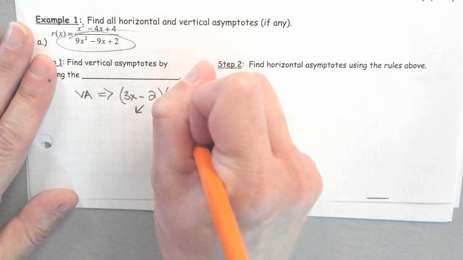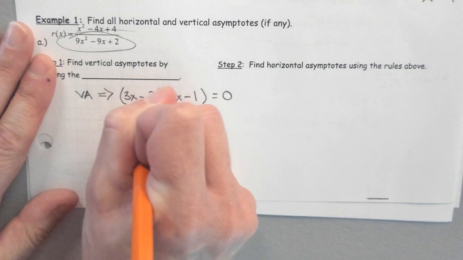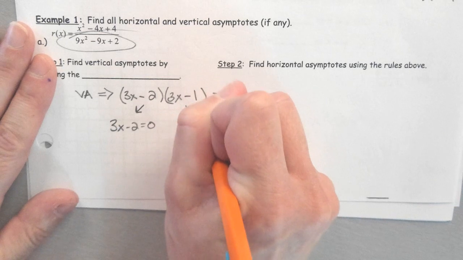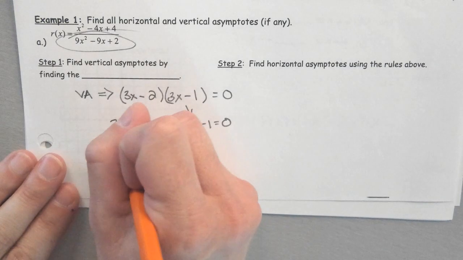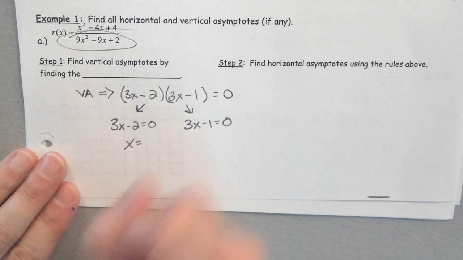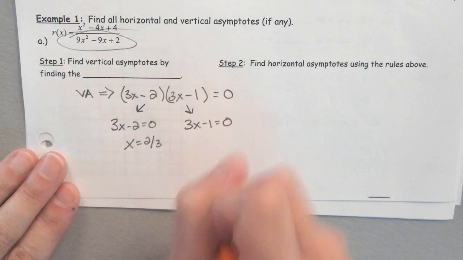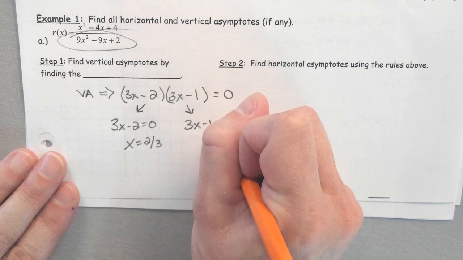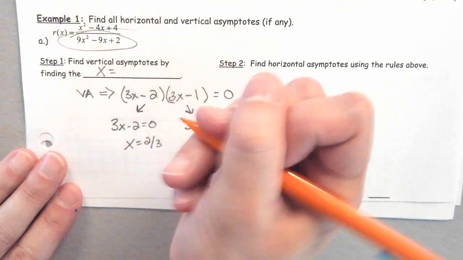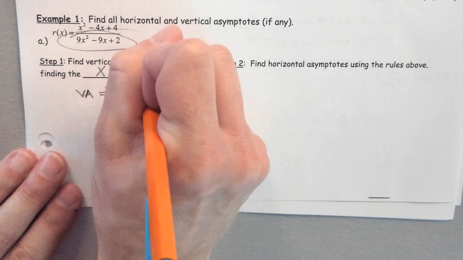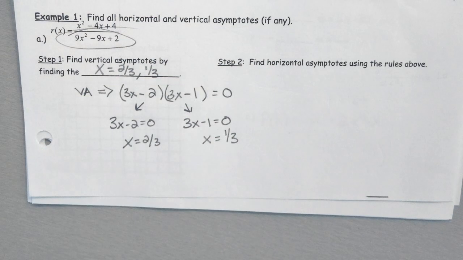So we are saying that either 3x minus 2 equals 0 or 3x minus 1 equals 0 because of our zero product property. If I solve the one on the left, I would add over the 2 and divide by 3, so x equals 2/3. Add over the 1, divide by 3, x equals 1/3. So my vertical asymptotes are x equals 2/3 and 1/3. You can write it with a comma in between, or you could write it out as 2 separate statements: x equals 2/3, x equals 1/3.